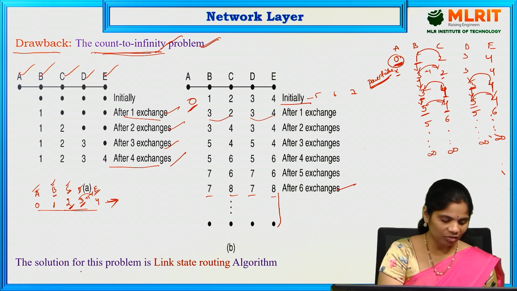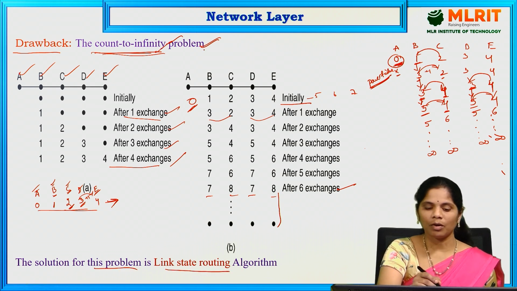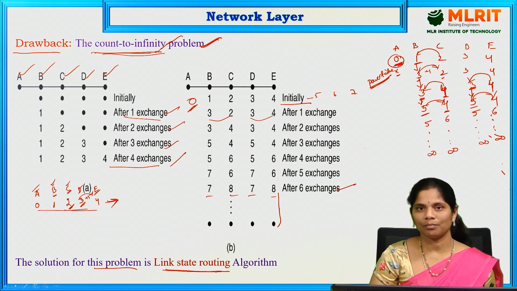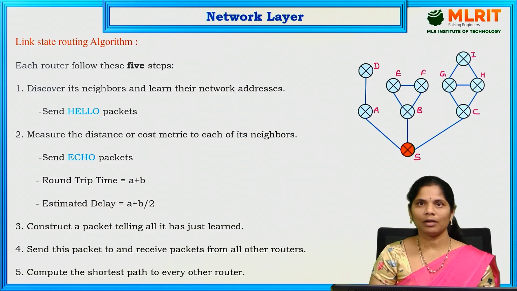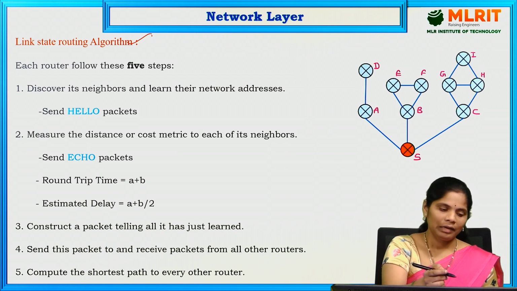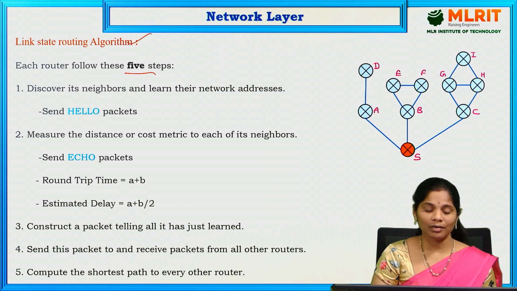The solution for this problem is the link state routing algorithm. To overcome this problem of distance vector routing, we are going to use the link state routing algorithm. Let us see what the link state routing algorithm is. The link state routing algorithm has 5 steps. What are the 5 steps?